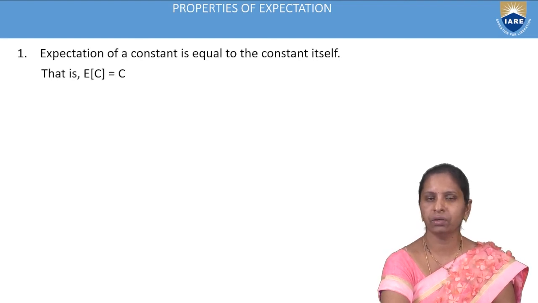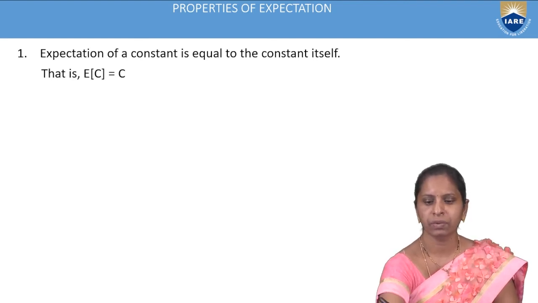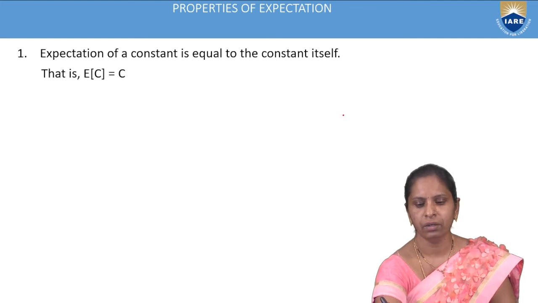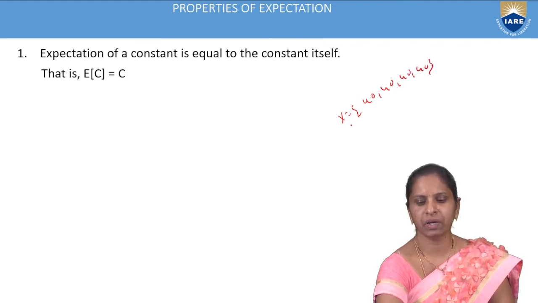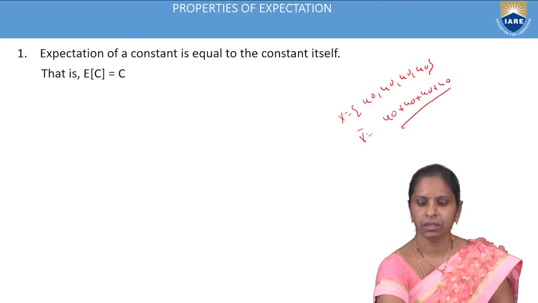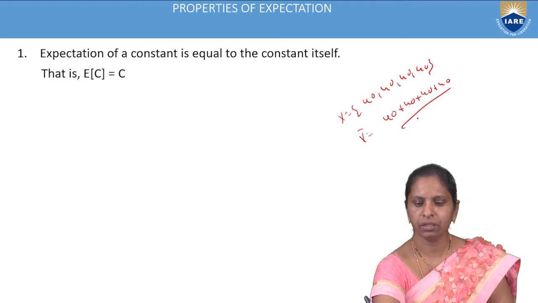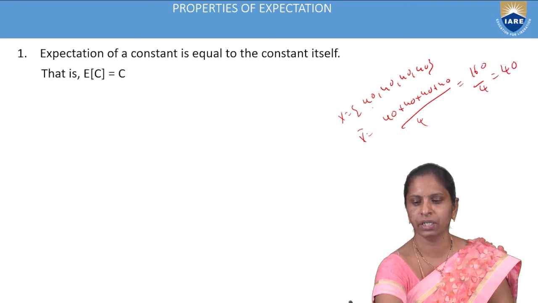What is the average value of a constant? For example, if I have x equal to 40, 40, 40, 40 like that, then what is the average value? 40 plus 40 plus 40 plus 40, divided by the number of elements. How many elements do you have here? 4. All are constant values only. So 160 by 4 is nothing but 40 only.